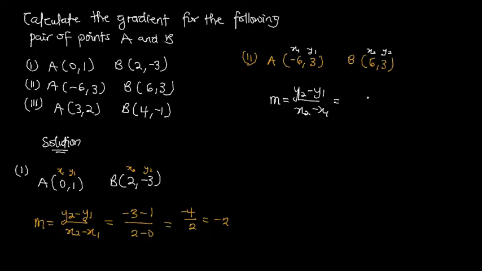This is equal to, my y2 is 3 here, minus my y1, which is also 3, over my x2, which is 6, minus my x1, which is -6. So this will give me 0 divided by 12, and this is equal to 0. Okay, so therefore this is our gradient for this particular line.